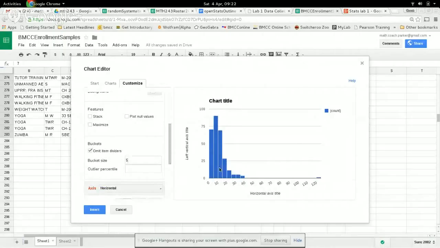So here, as far as I could say, the 5 to 10 students is the mode of the data, because that is the tallest stack. So more classes had 5 to 10 students than any other number.